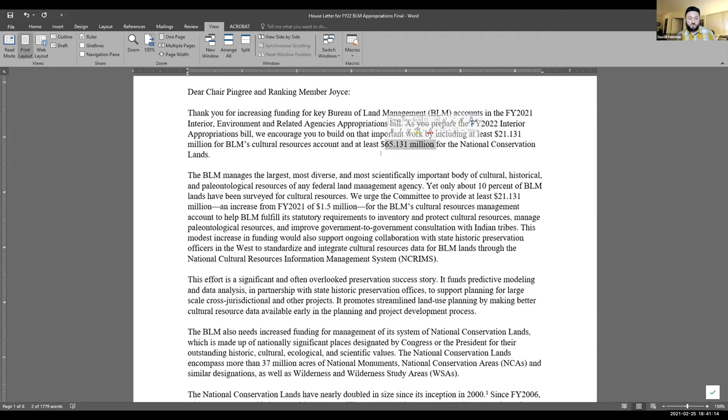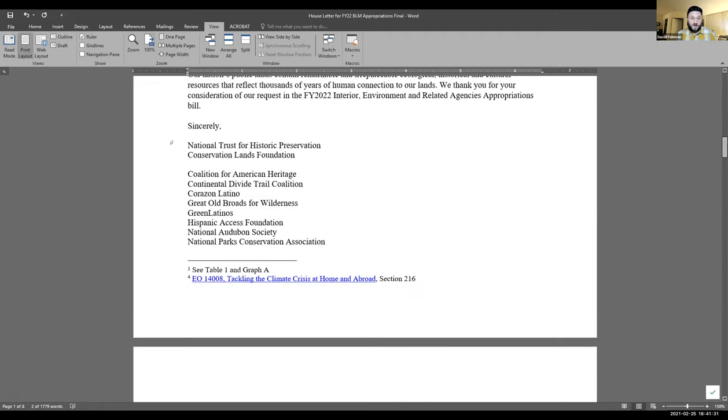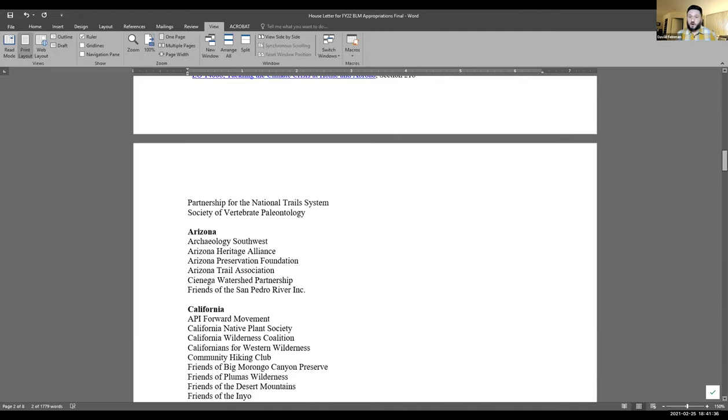And also, the more you can get the support of as many people in your community as possible behind these things, as well as other organizations to support requests like this, the better off you are. And that's fundamentally why we're getting all these national organizations and state-based organizations to sign this letter, because there are members from states all across the country on this subcommittee. I want them to see that there are organizations in their state who care about this. And it's not just Conservation Lands Foundation and the National Trust.